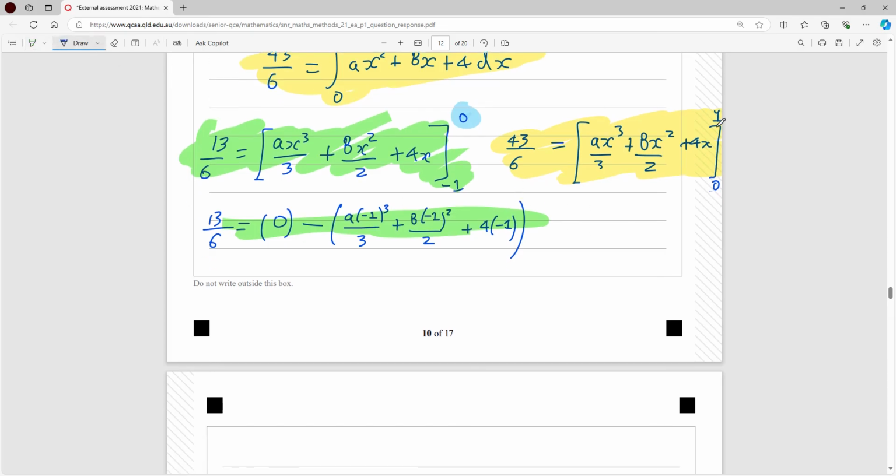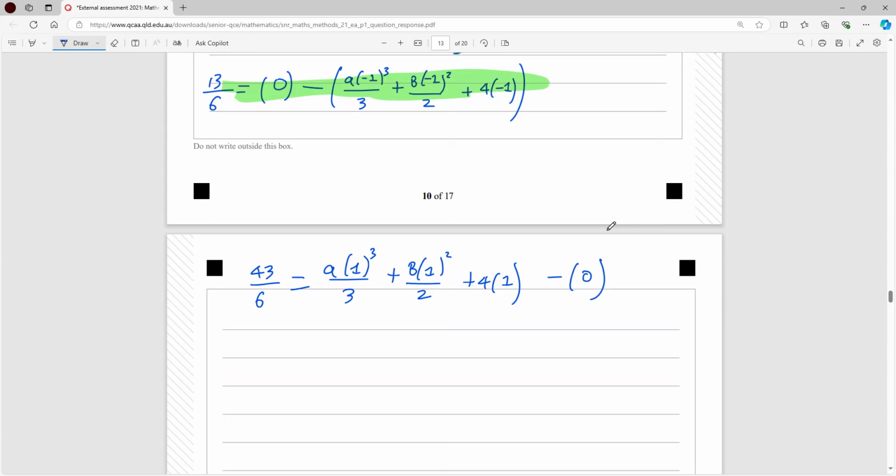So here, just chuck in the 1. So we have 43 on 6 equals a 1 cubed on 3 plus b 1 squared on 2 plus 4 times by 1. Then you'll have a minus 0 here because you've got that other bound, okay? But in the end, that's not really going to matter. Now we just want to simplify this as much as possible. So you go 43 on 6 equals a on 3 plus b on 2 plus 4. So let's call that equation 1.